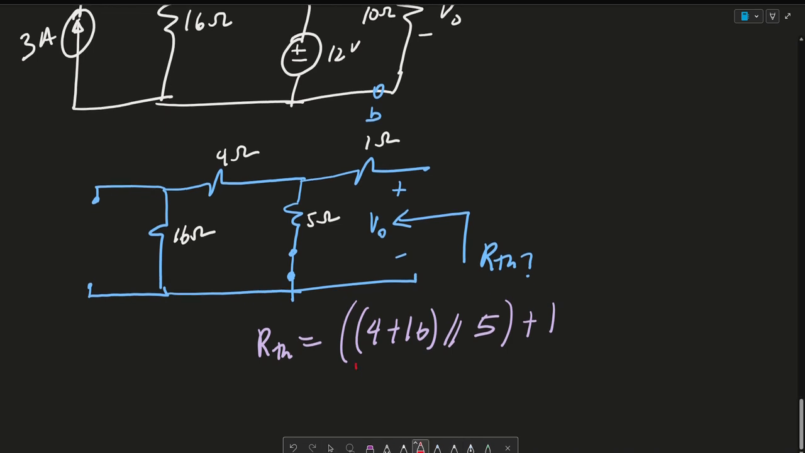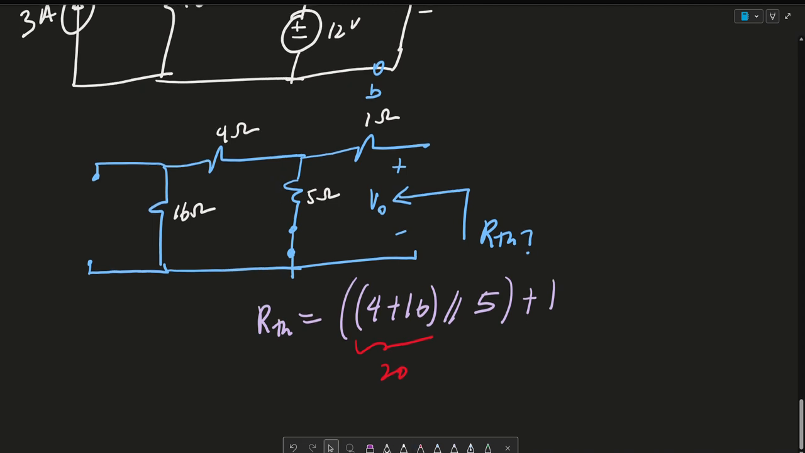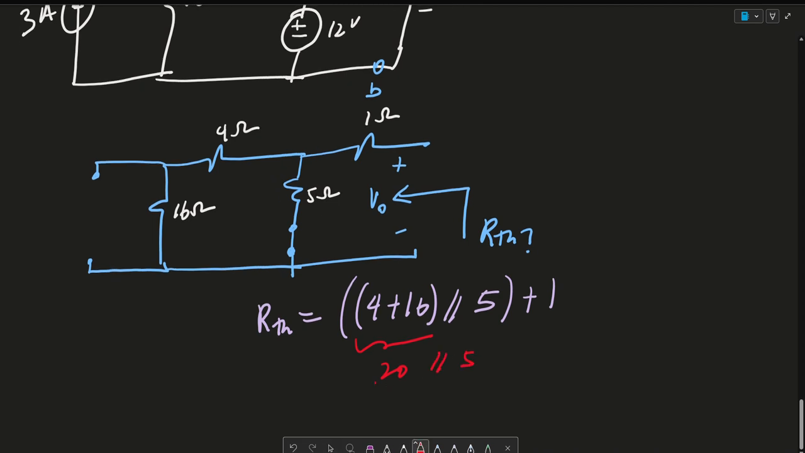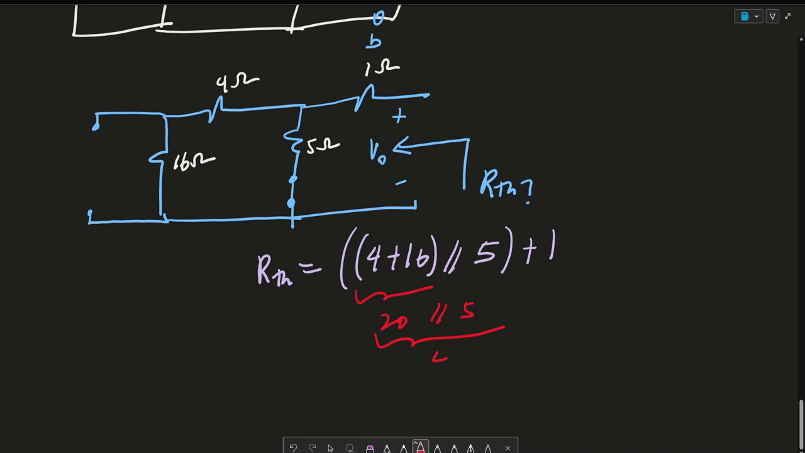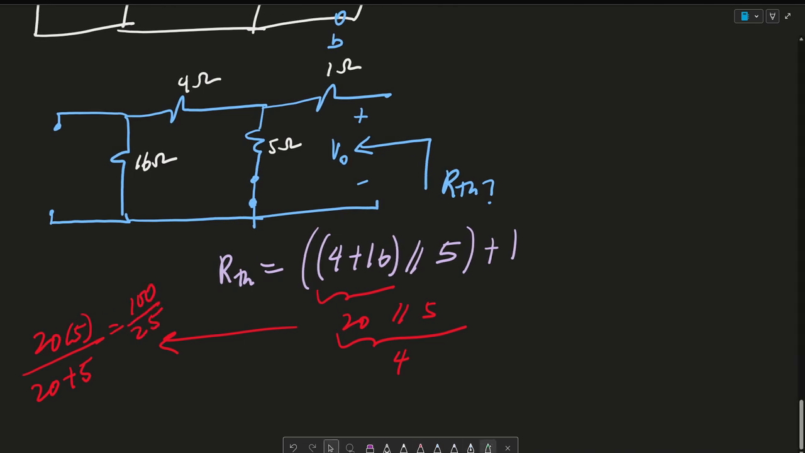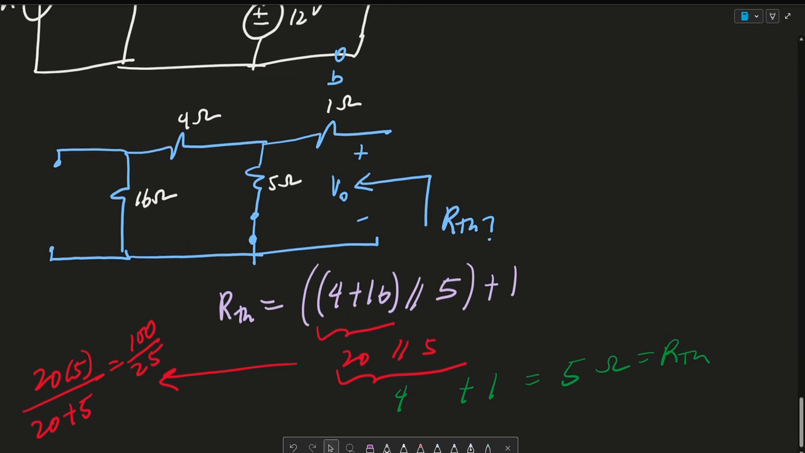4 plus 16 is 20. 20 in parallel with 5 is 4. Again, this is just 20 times 5 divided by 20 plus 5, which is 100 over 25. So you get 4 plus 1, you get 5 ohms. So this is equal to RTH.